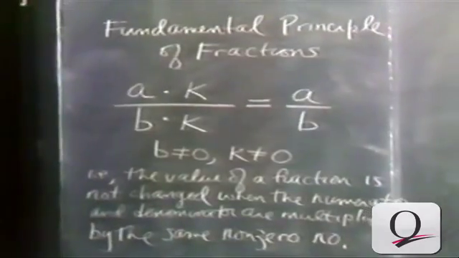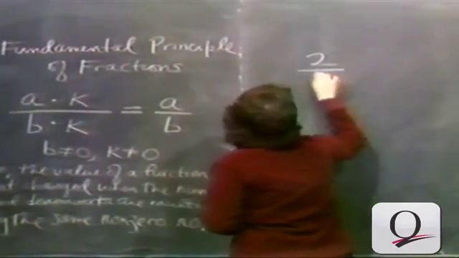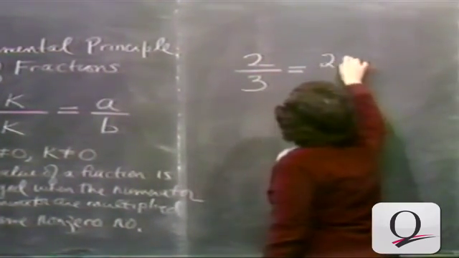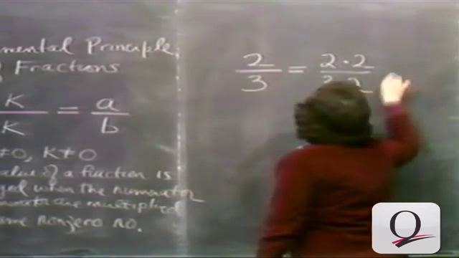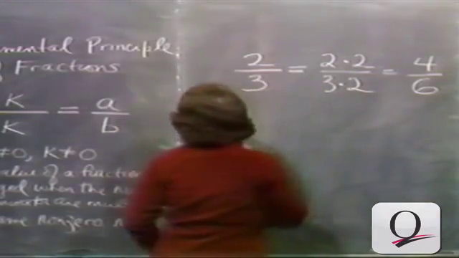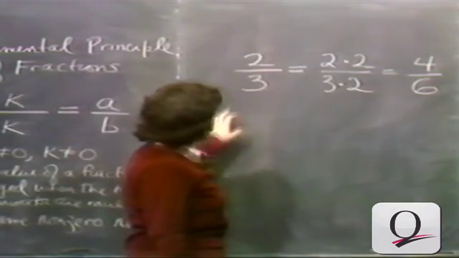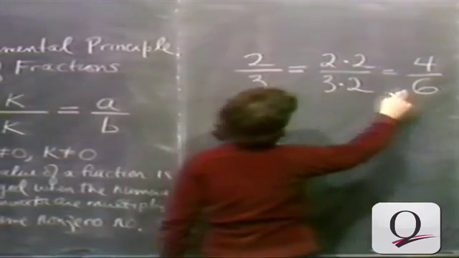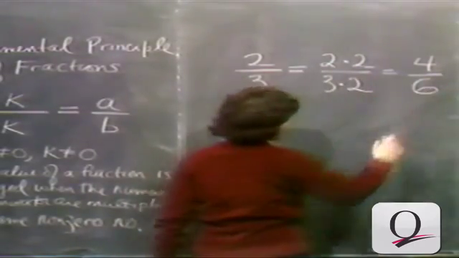Okay, according to this fundamental principle of fractions, 2/3 is equal to 2 times 2, say, over 3 times 2, or 4/6. These two fractions are equivalent or equal. To go from 2/3 to 4/6, we multiply the top and the bottom by 2, giving us 4/6.